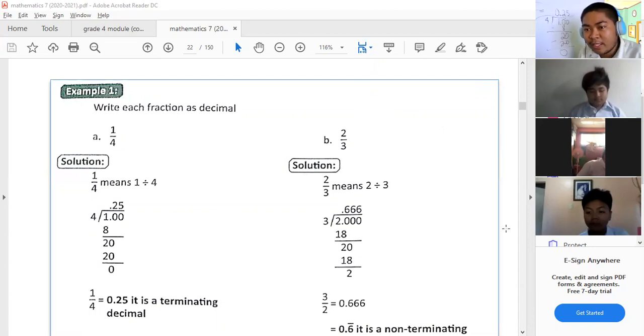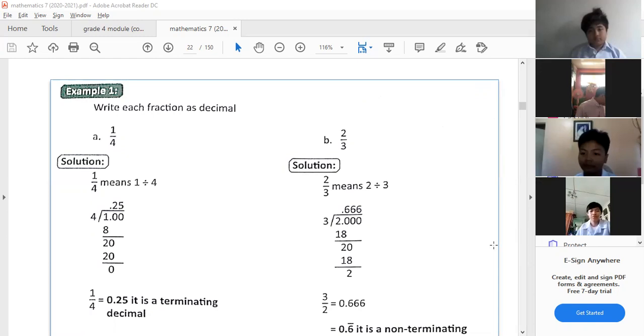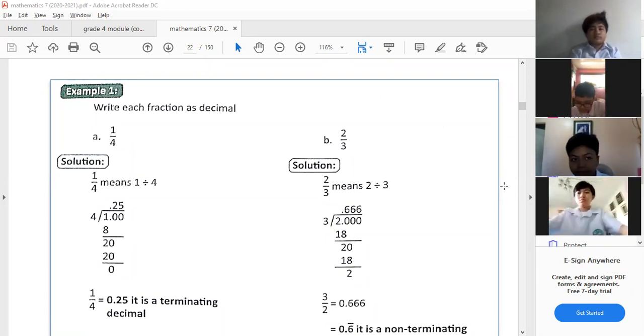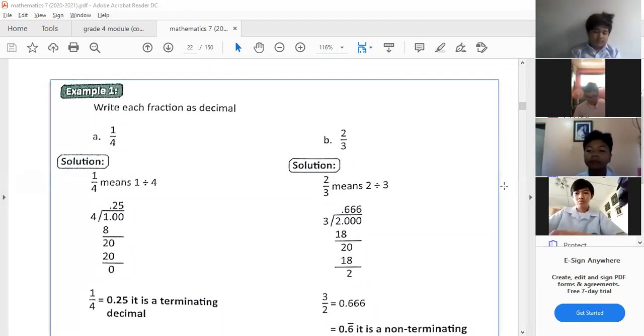Two-thirds. Good morning, Kenry. Morning po. Okay, so we're discussing rational numbers. It can be found on your module, page 21. So let's recap first for Kenry. When we say rational numbers, it is a subset of real numbers that is no longer a whole number. The ones that are not whole numbers are the fractions and decimals. Got it?